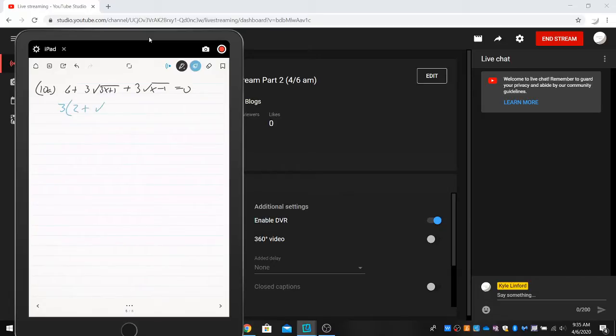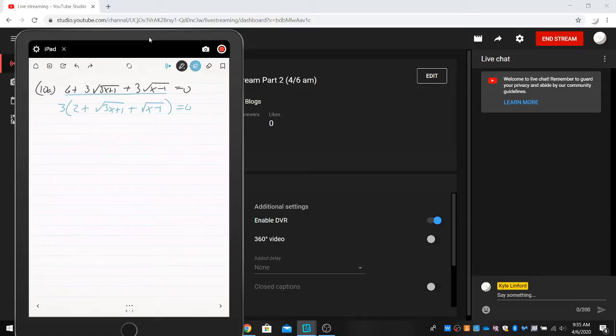A 2 plus a root 3x plus 1 plus a root x minus 1 equaling 0. I kind of treated this whole thing like a polynomial, and I factored out the GCF of 3. And this is totally fine, because watch, redistribute. You get right back to where you started.